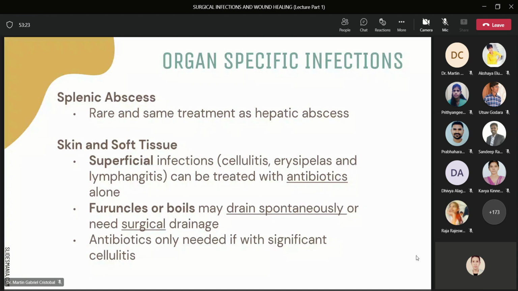For skin and soft tissue, these are usually superficial infections causing cellulitis, erysipelas, and lymphangitis, which are treated with antibiotics alone. Furuncles or boils may drain spontaneously or need surgical incision and drainage. Antibiotics are only needed if there is significant cellulitis or if cellulitis does not resolve after drainage. MRSA should be suspected if the infection persists after adequate drainage and administration of antimicrobial agents.